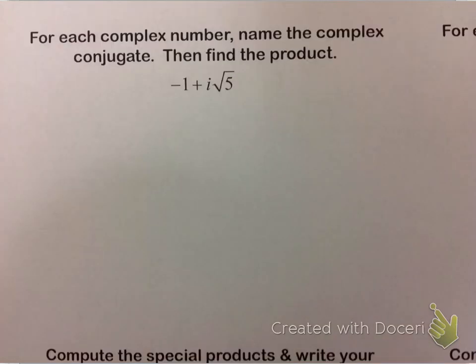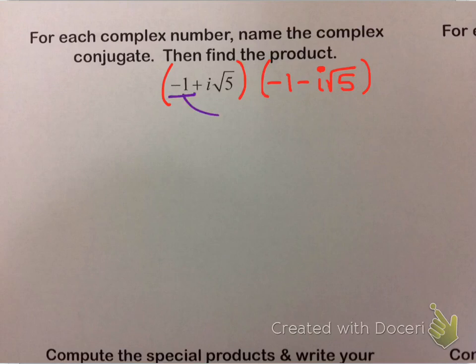So if we look at this first example, I've got negative 1 plus i square root of 5. That's my complex number. Its conjugate would be negative 1 minus i square root of 5. So remember, they're identical to each other except for the sign in between. So I'm going to put them in parentheses because it did ask us to find the product. So I'm going to go ahead and FOIL them together.